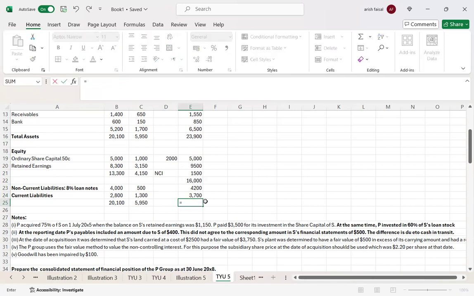So if I add them, it should total to 23,900. So 16,000 is for my total equity after the NCI. The non-current liabilities are 4,200 and the current liabilities are 3,700. So this gives me an exact total of 23,900, and therefore my balance sheet is balanced entirely.